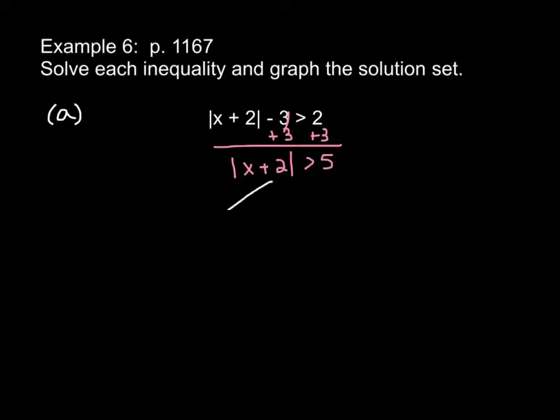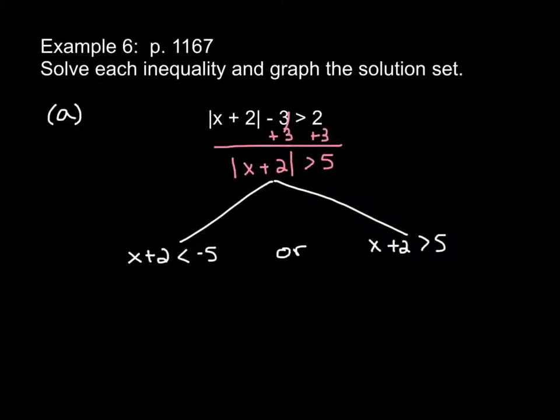So now I'll break that up into two parts. So x plus 2 is less than negative 5. X plus 2 is greater than 5. So greater than is case 2. So this is going to be an OR question. So we'll solve for x. So I have x is less than negative 7, or x is greater than 3.